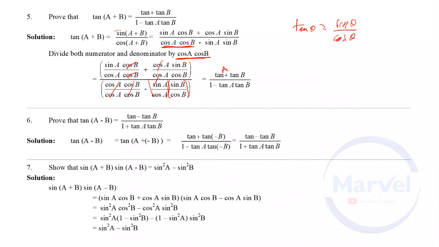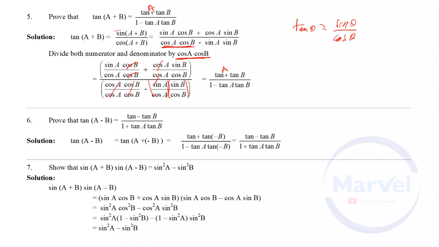Sine a by cos a, tan a, sine b by cos b, tan b. So how to remember this formula? Tan of a plus b equal to tan a plus tan b by 1 minus tan a tan b. Numerator same sign, denominator opposite sign. This is a simple technique.